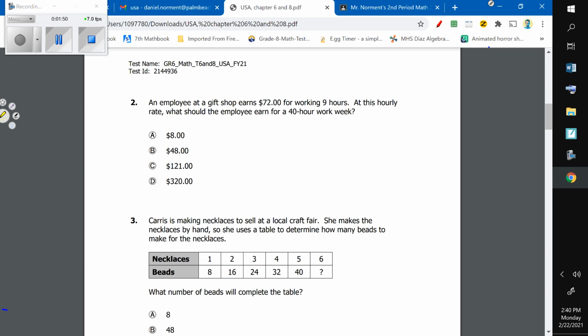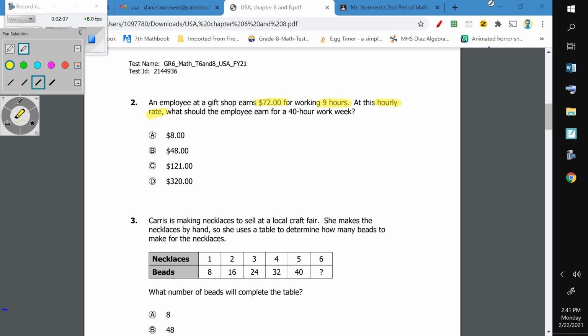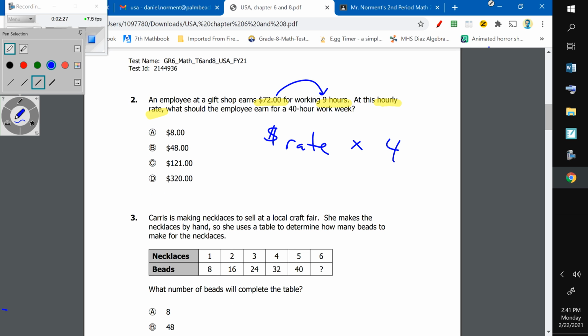An employee at a gift shop earns $72 for working 9 hours. At this hourly rate, so to get the hourly rate, all you have to do is divide these two numbers, okay? Divide those two numbers and you're going to get your hourly rate. At this hourly rate, what should the employee earn for a 40-hour work week? Okay? So take these two numbers, divide. That's going to give you your hourly rate. And then you just multiply that times 40 and you're going to find out how much they make for 40 hours.